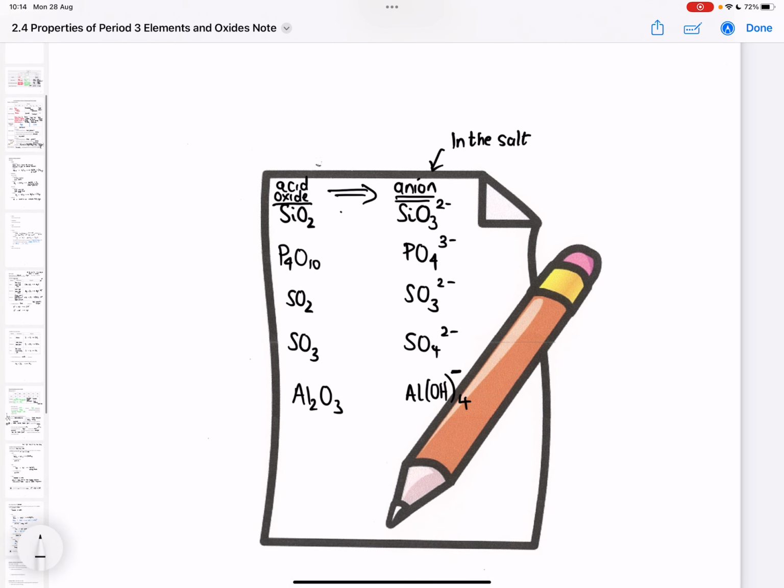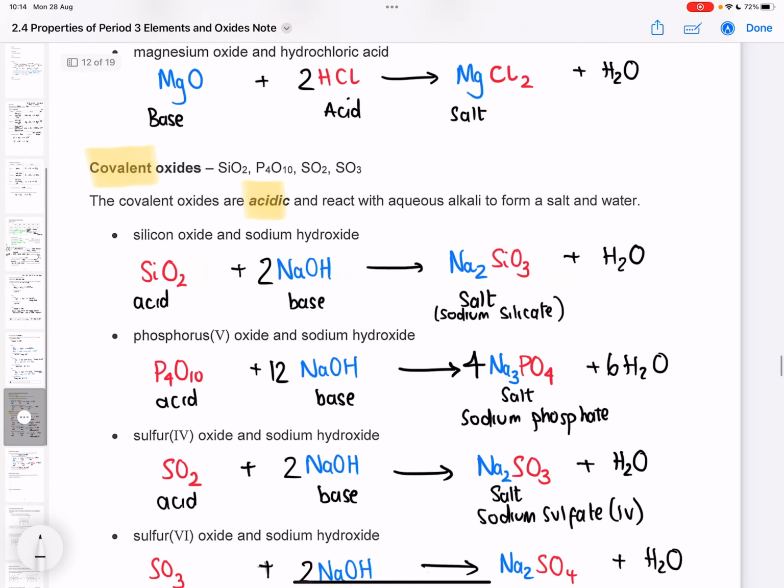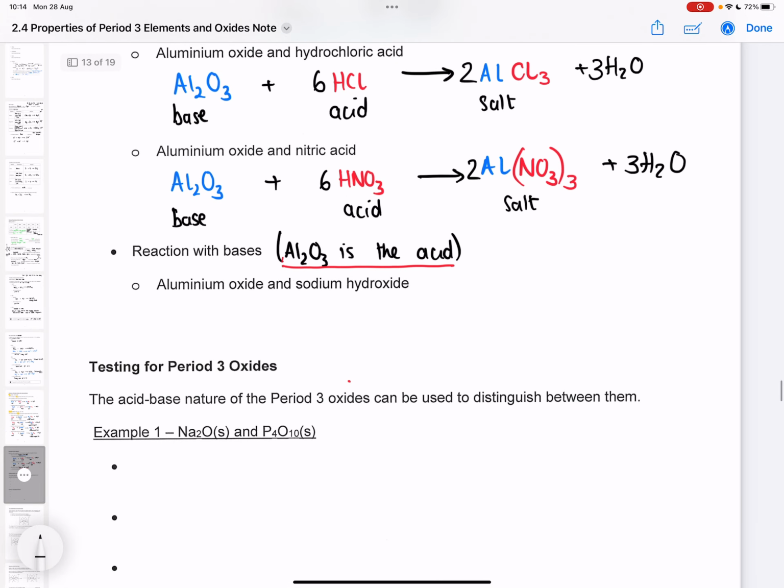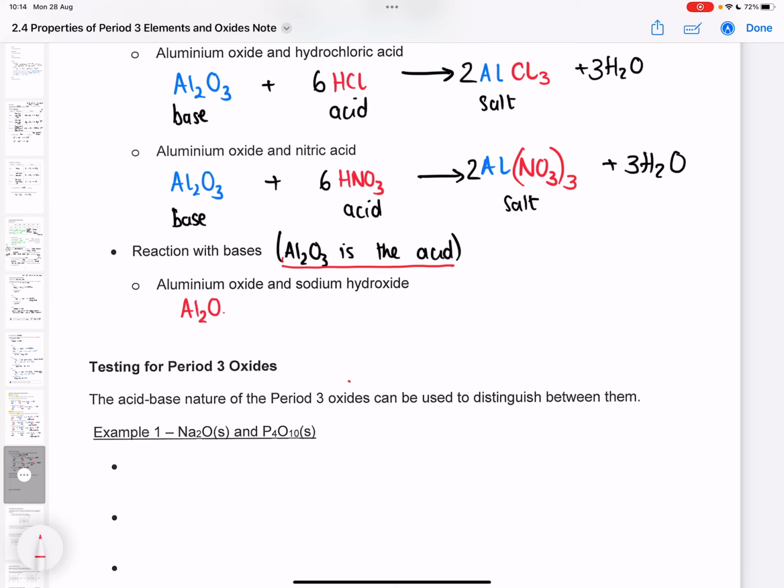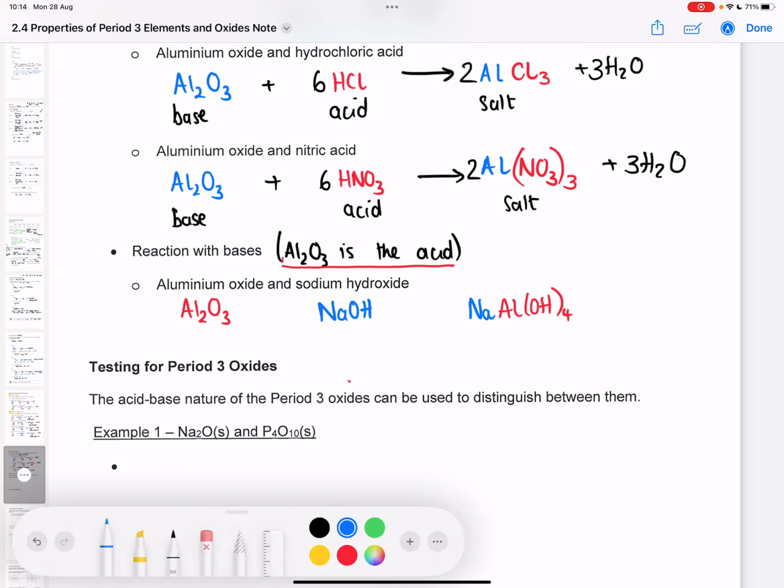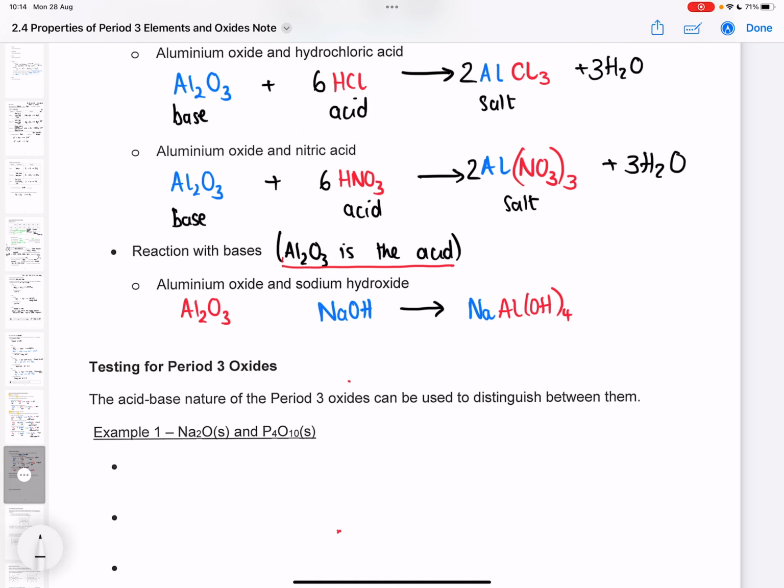So we're going to go back to our page and find where we are. Here we are. So aluminium oxide is going to act as the acid. That means it's going to form the negative ion part of the salt, and we just added that to our list as Al(OH)4, and it's got a 1-, so we're going with sodium hydroxide. And so sodium is the positive ion, sodium's 1+, and this aluminium hydroxide ion is 1-.